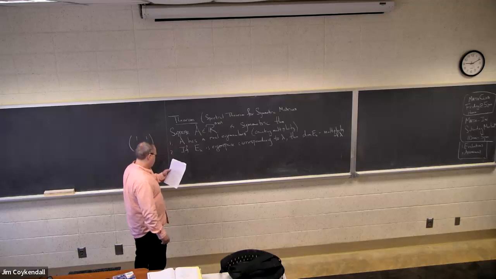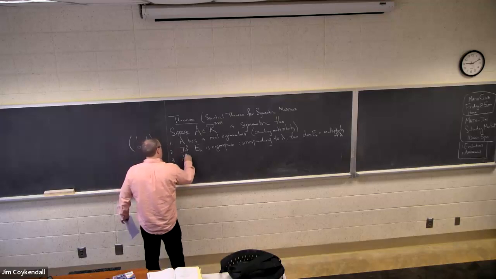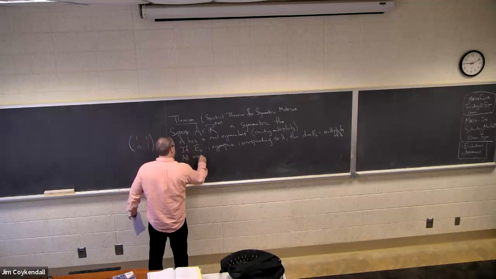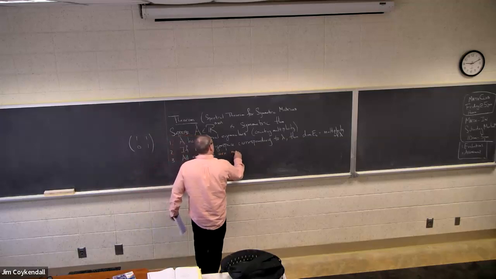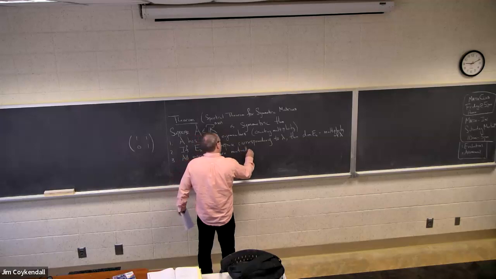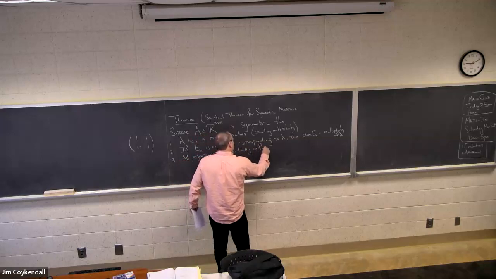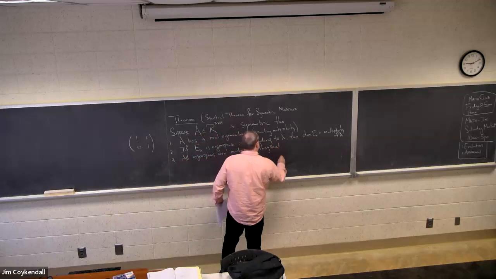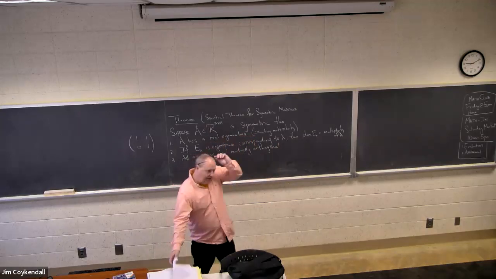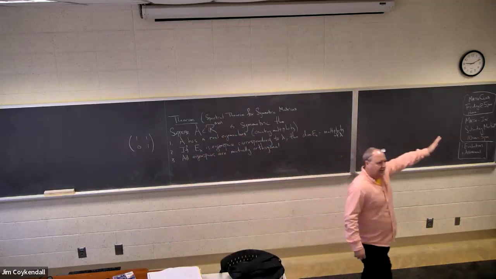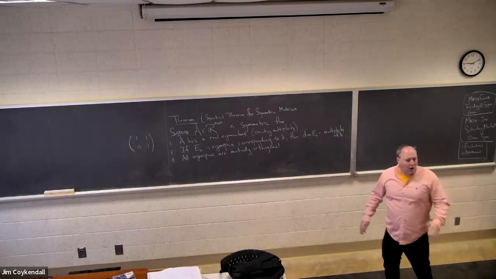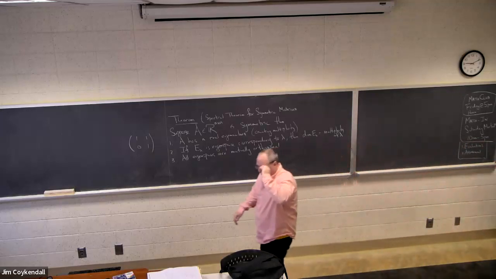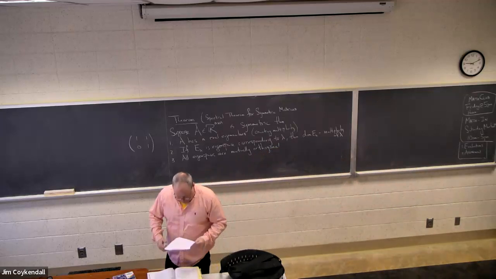Number 3, all eigenspaces are mutually orthogonal. That is, if you take a vector v out of one eigenspace and a vector u out of a different eigenspace, they're automatically orthogonal. They sit at right angles to each other, so to speak.